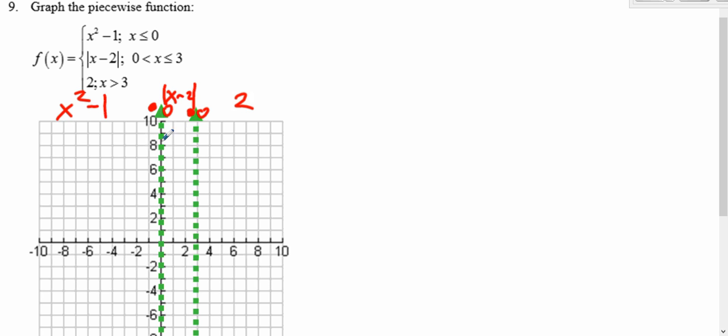So x squared minus 1, we can plug in all of these points that are included with this section of the graph. We have to plug in the boundary line 0. Plug in -1, -2, -3, whatever you want to plug in, and get all your values. So plug in 0 first of all. We're going to get a closed circle there. Plug in 0, you get -1. And it's a closed point.